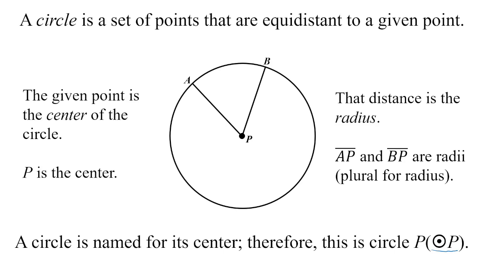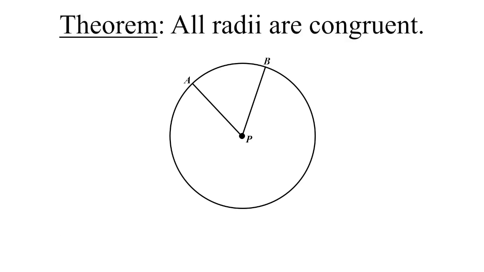So now we have the radius. I want to introduce to you another line segment that pertains to the circle. But first, before I do that, there's a theorem about all radii. And all radii are congruent. That theorem's true because, remember, the radius is that common distance. All the points on the circle are equidistant from the center. So all radii are congruent. So therefore, segment AP is congruent to segment BP.